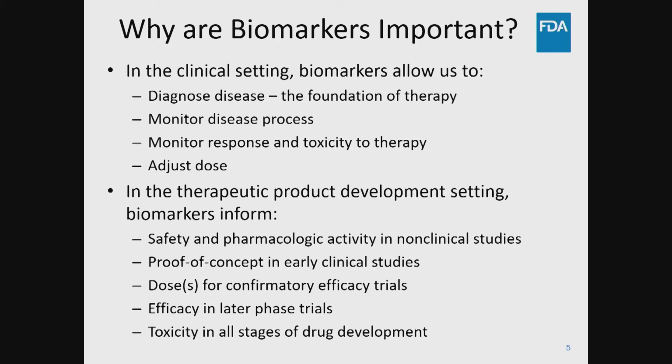Now, in the therapeutic product development setting, biomarkers can inform the safety and pharmacologic activity in early non-clinical studies of a drug or of a candidate drug. They can be used for proof of concept in early clinical studies to demonstrate that your drug is getting to the target site and having some sort of action. They can be used to determine doses for later confirmatory efficacy trials. They can be used to actually demonstrate efficacy in later phase studies if it's a surrogate biomarker, which I'll discuss in more detail in the next section. And also they can be used to demonstrate toxicity in all stages of drug development.